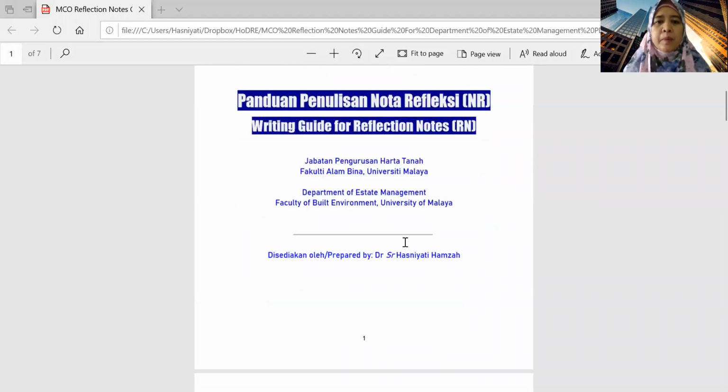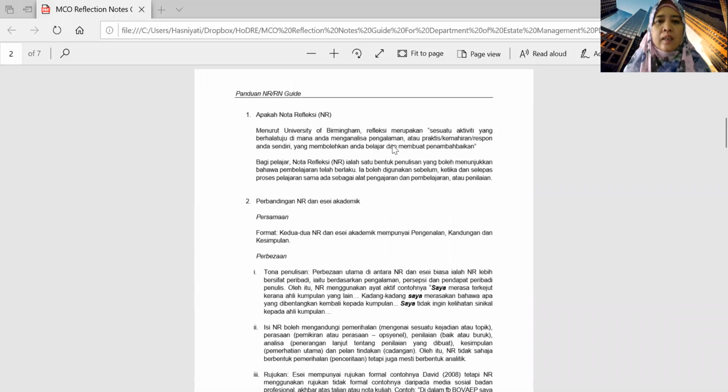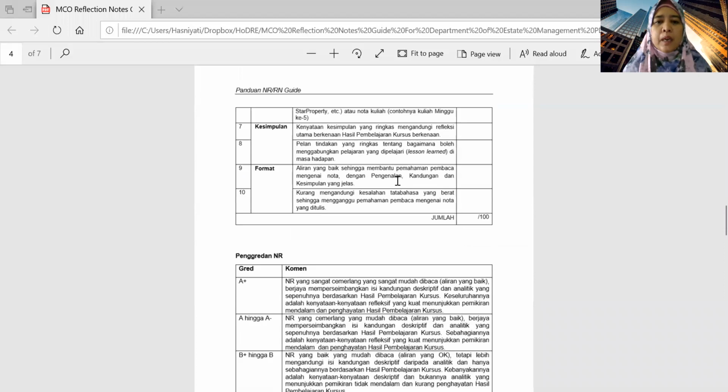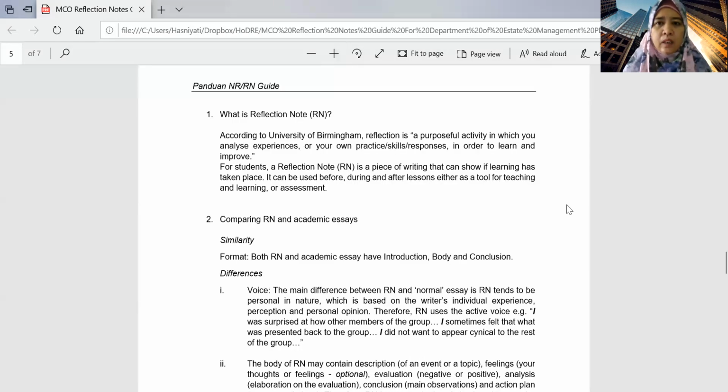This writing guide is prepared in two languages, in BM and also in English. The first part is the BM version of the guide, and then we come to the second part, which is in English. I am going to discuss the English part because we have international students that cannot understand Malay. So English is for the sake of these international students.